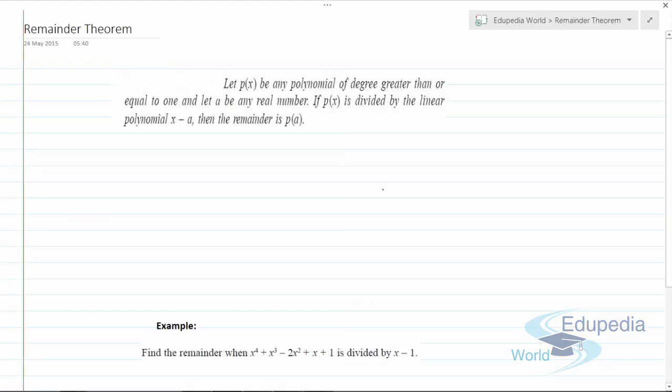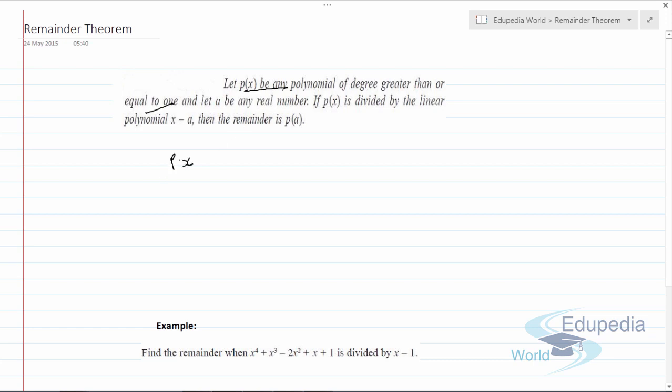Now the remainder theorem is actually a general form of division in polynomials. We are dividing the polynomials to find a remainder. So similarly, we have a remainder theorem to find the remainder directly. Let's discuss. Suppose we have a polynomial p of x, of any degree greater than or equal to 1, and let a be an integer. Let's just discuss this with an example.